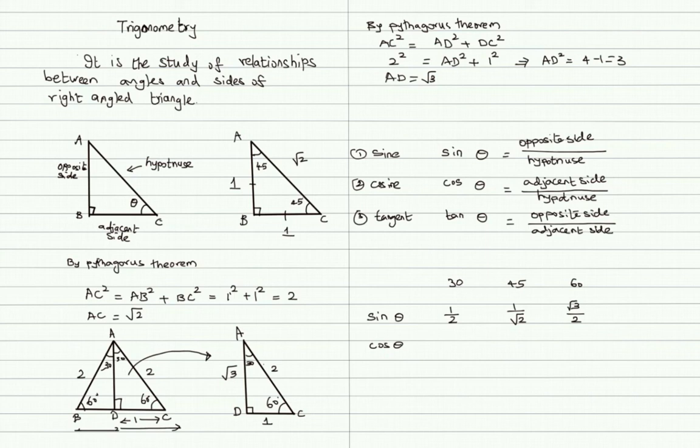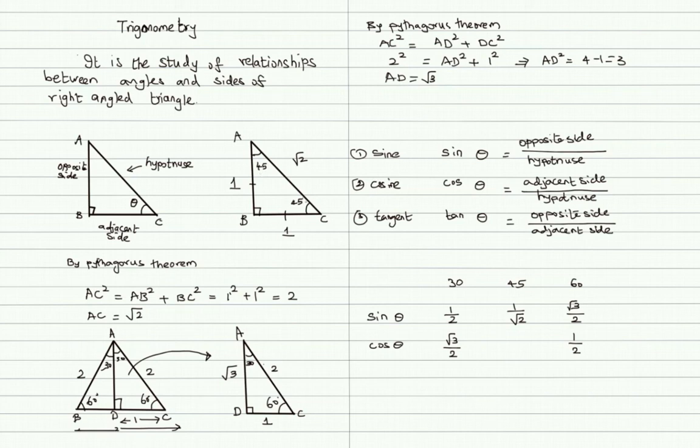Similarly, let us find the value of cos theta. Let's consider the triangle ADC. For cos theta, the formula is adjacent side by hypotenuse. So for 30 the adjacent side is AD, whose length is root 3, and the hypotenuse is 2. To find the value of cos 60, angle C is 60 degree and the adjacent side is 1 and the hypotenuse is 2 in triangle ADC. Hence cos 60 is equal to 1 by 2.